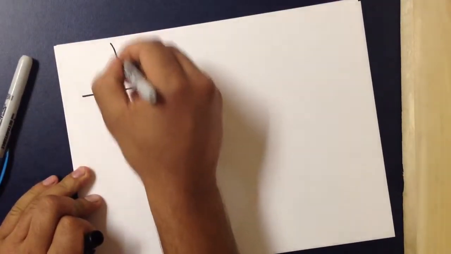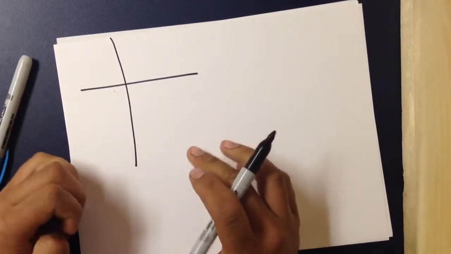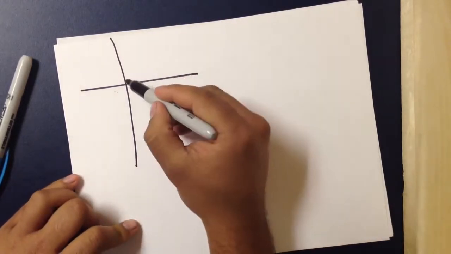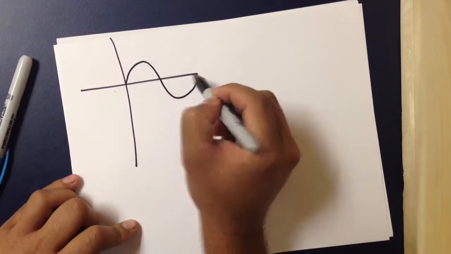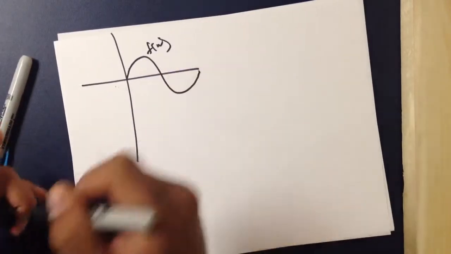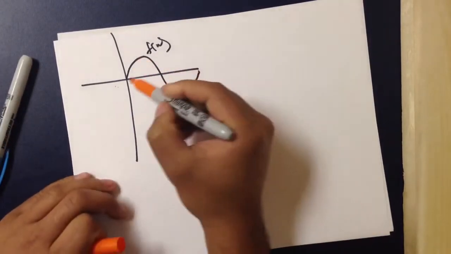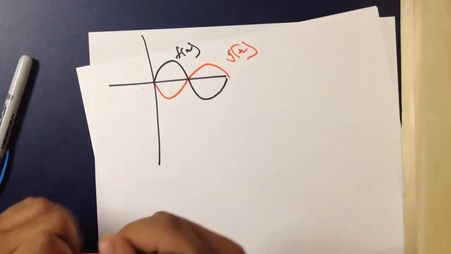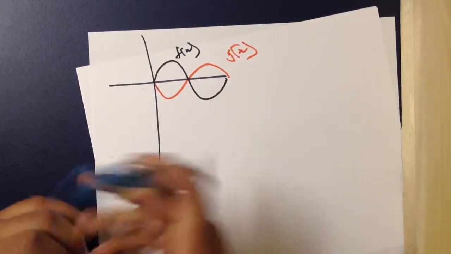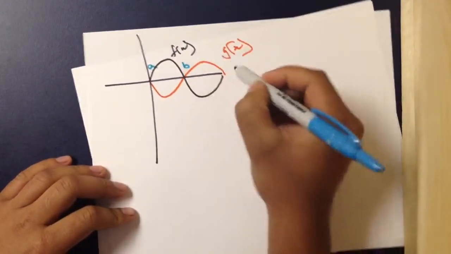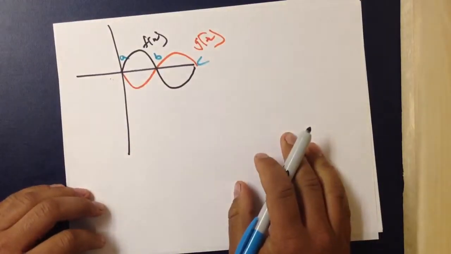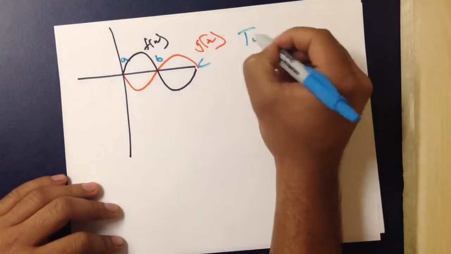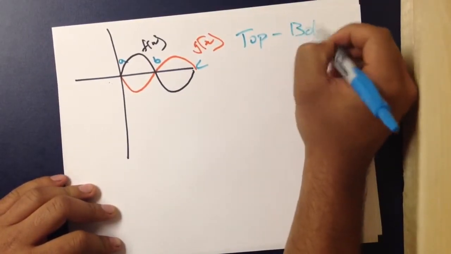Now let's say the functions switch places and one function does not remain on top the entire way. So f of x and g of x, and they meet at points a, b, and c. So the formula still applies, top minus bottom.